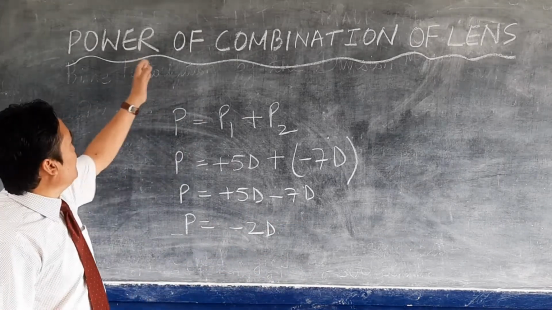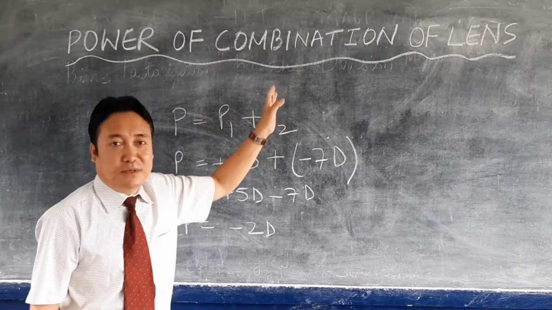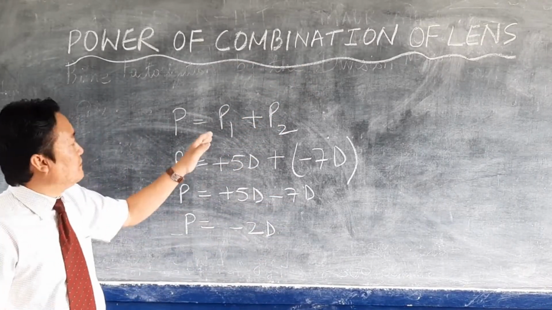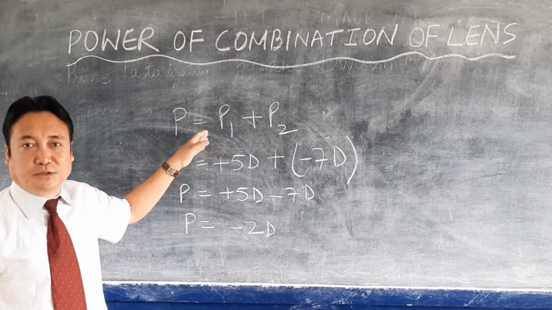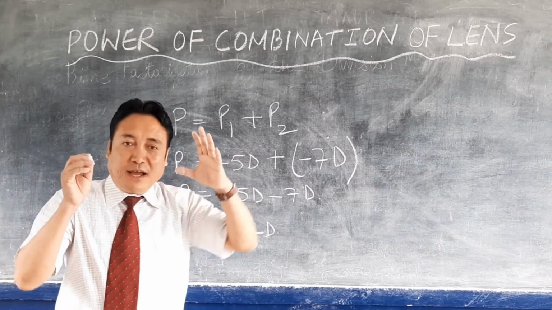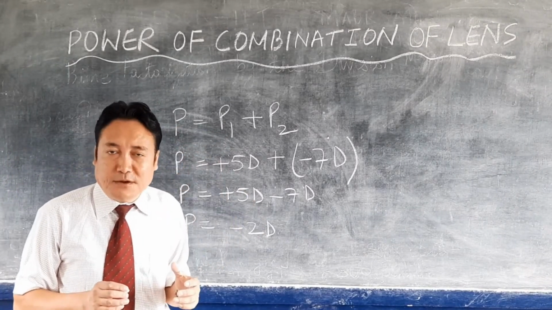So this we call the power of combination of lenses. This is the way you find the power of combination of lenses. So therefore, to find the power of combinations of lenses, what you have to do?